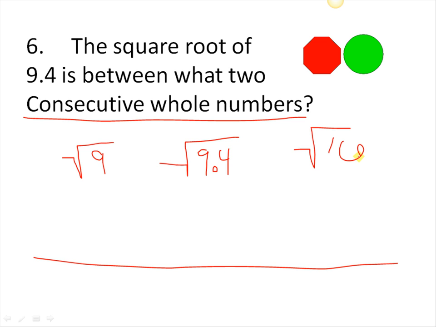I would hope that it's obvious to you that the square root of 9.4 is between the square root of 9 and the square root of 16. However, I chose the square root of 9 and the square root of 16 because they work out evenly to consecutive whole numbers. And so the square root of 9 is just 3, and the square root of 16 is just 4. So that means that the square root of 9.4 is on the number line somewhere over here. Exactly what that is is beyond the scope of what we're trying to cover here.